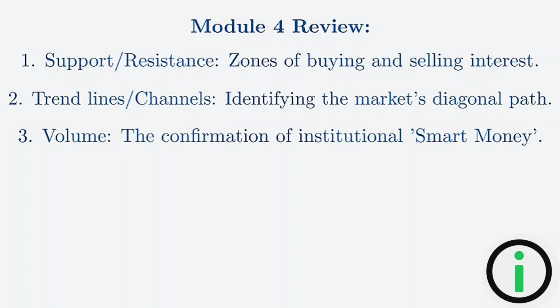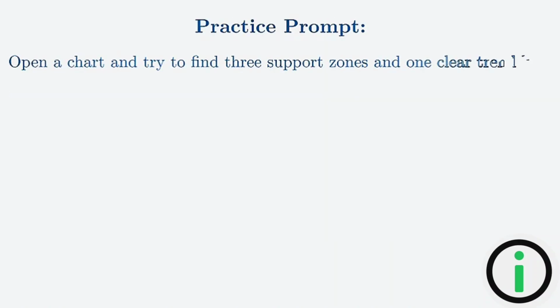In this module, we learned that support and resistance act as the floor and ceiling for price. We saw that connecting the peaks and valleys allows us to draw trend lines and channels to see the market's direction. Finally, we looked at volume to ensure that the moves we see are backed by significant buying or selling power. Open a chart and try to find three support zones and one clear trend line. Take a moment to look at a live chart and see if you can spot these patterns yourself.